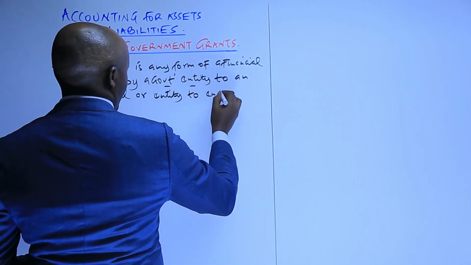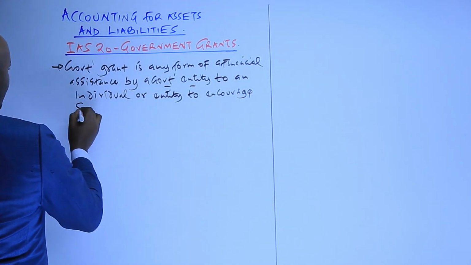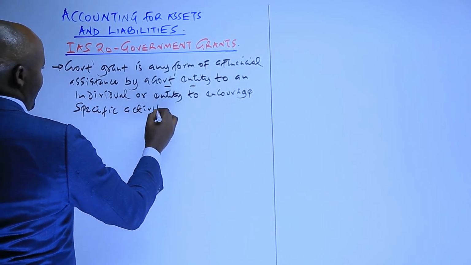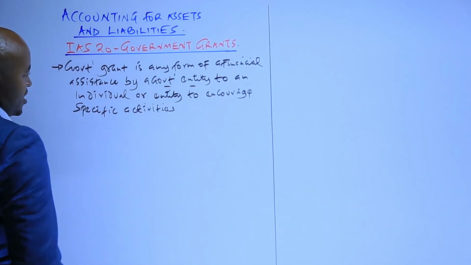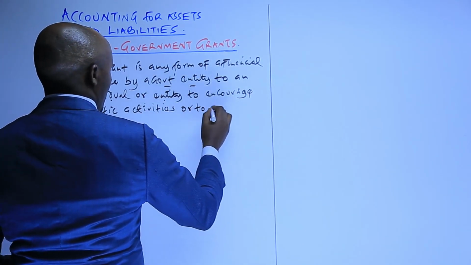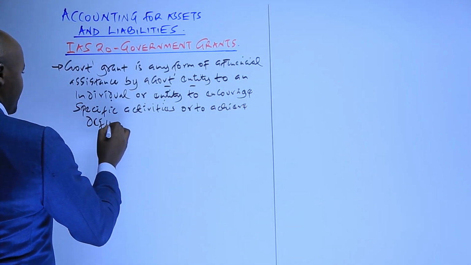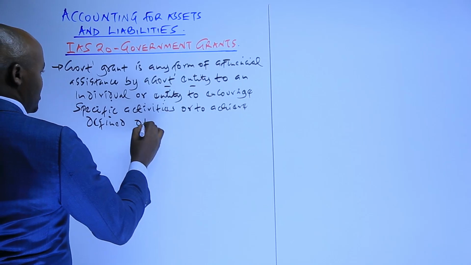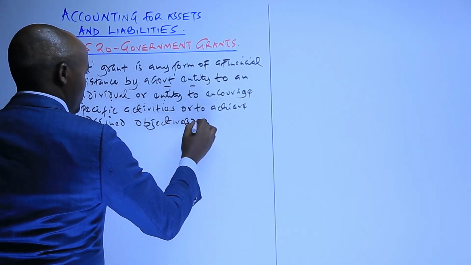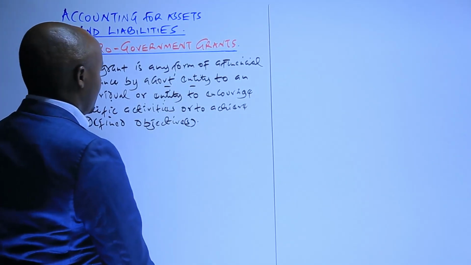to encourage a specific activity undertaken by that individual or that particular entity, or to achieve a defined objective. So that is the definition of what we refer to as a government grant.